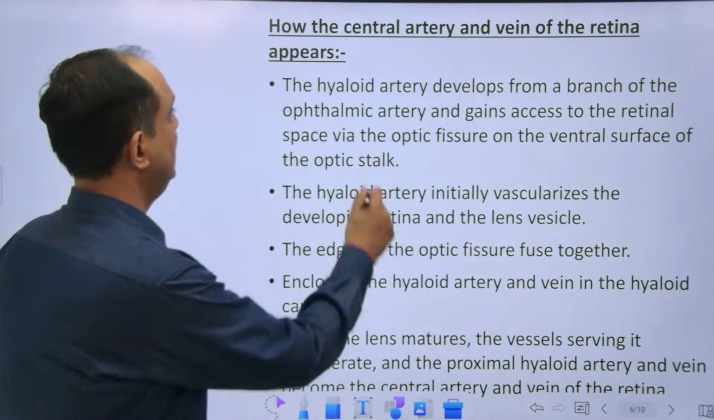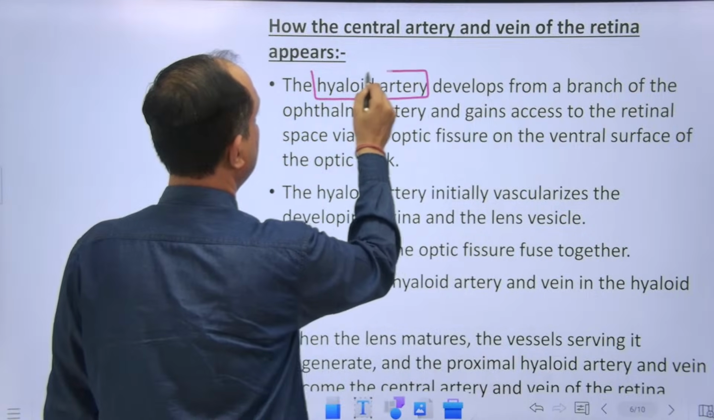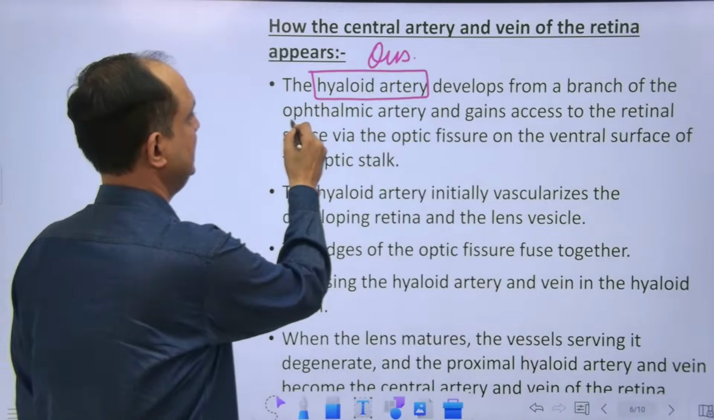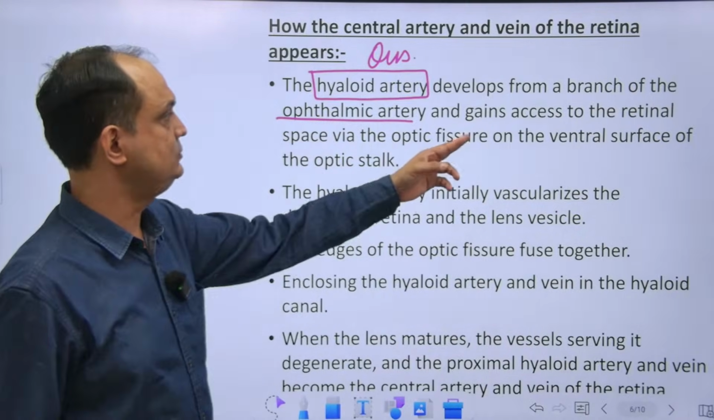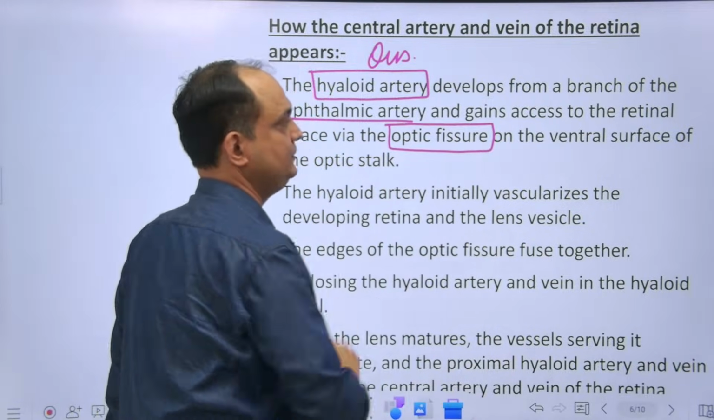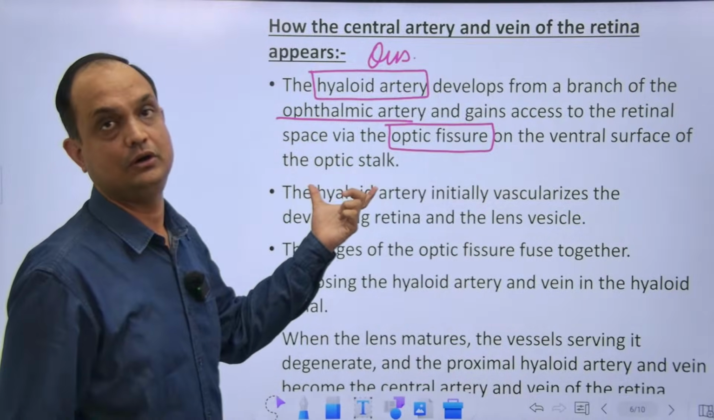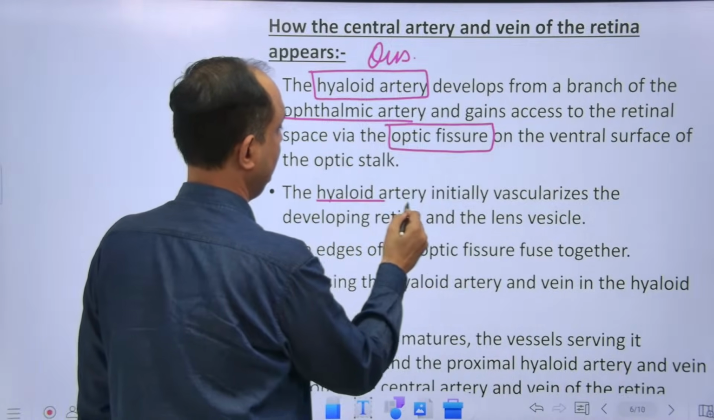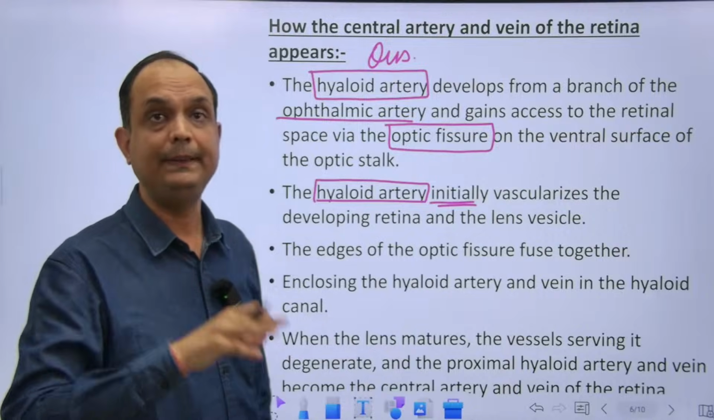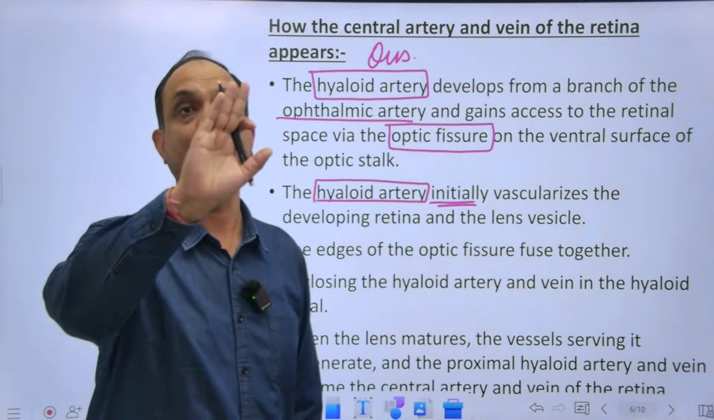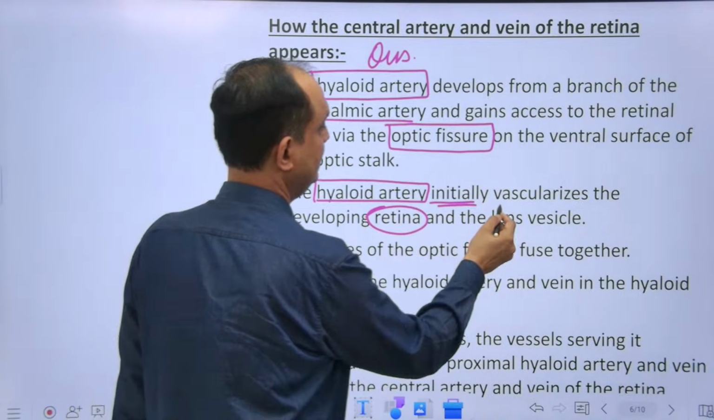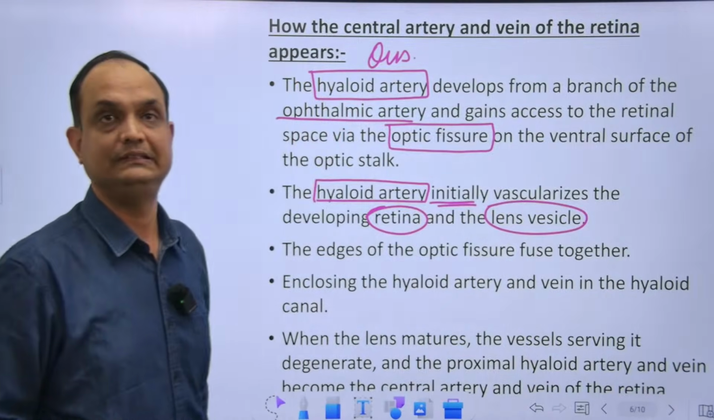So here the question is how the central artery and vein of the retina appear in the optic nerve. The important thing is the hyaloid artery. There is a hyaloid artery which develops from a branch of the ophthalmic artery, and it gains access to the retinal space by the fissure, which is known as the optic fissure, on the ventral surface of the stalk. Now this hyaloid artery is giving blood not only to the developing retina, but it is also going up to the lens. So it is supplying your developing retina and the developing lens vesicle.